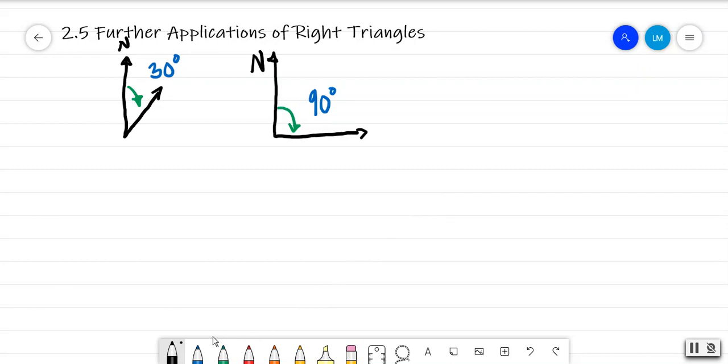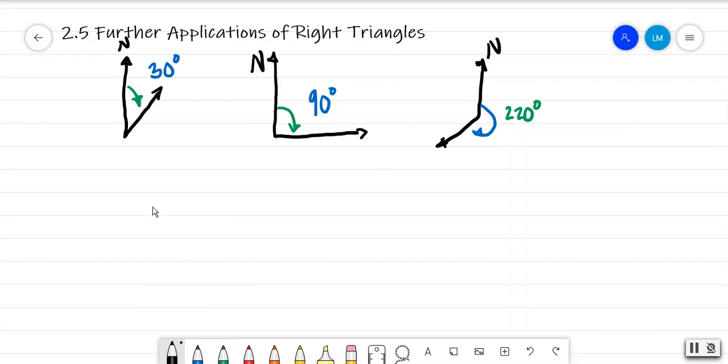Now, here are some more examples of how you can view a bearing. Again, usually you have a straight line that points up north, and then let's say that you have a bearing that goes something like this. In this case, we could say, for example, that this is a 220 degrees bearing.